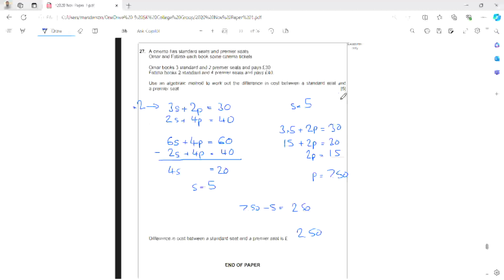So there are 5 marks available for this question. Make sure that you explain your answer fully. We're converting it into algebra. We're multiplying one or both equations to make one of our variables the same. We can then subtract to eliminate one variable, solve, and substitute back into the other one to solve for the other variable.